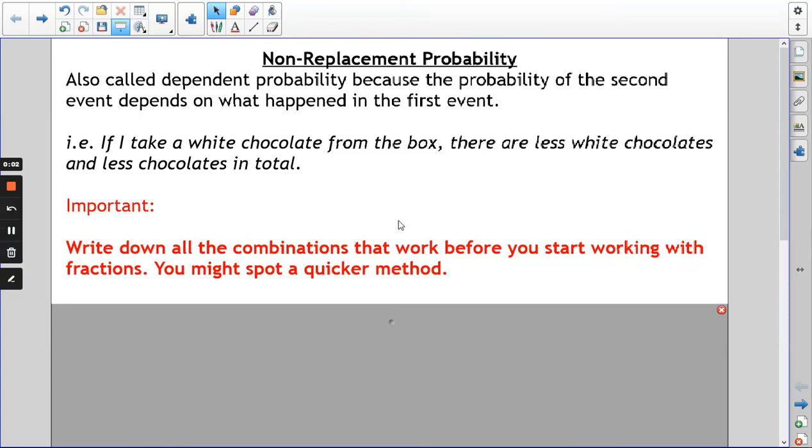Hi, welcome to a revision lesson on non-replacement probability. This is an A-star maths topic, where you can draw tree diagrams if you want, but you don't have to.